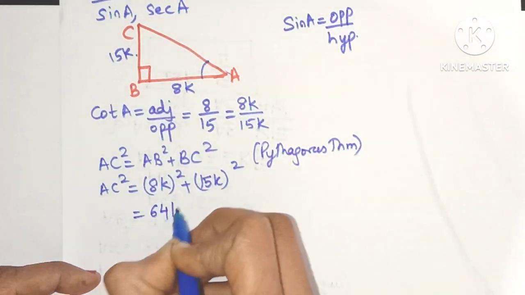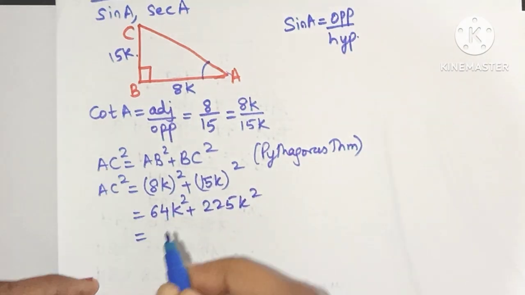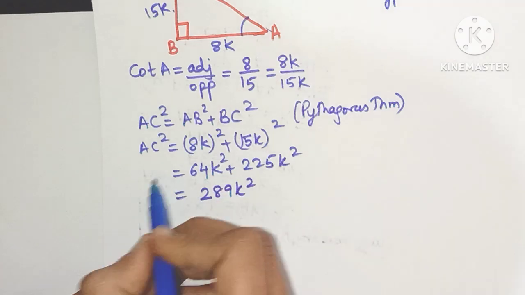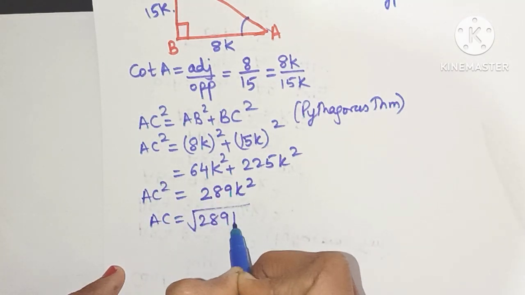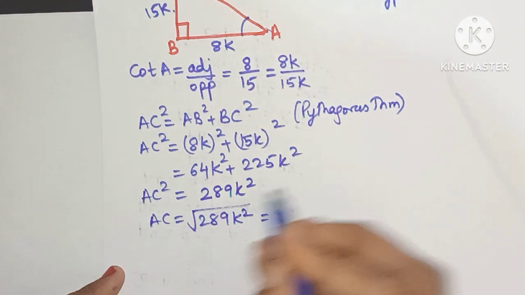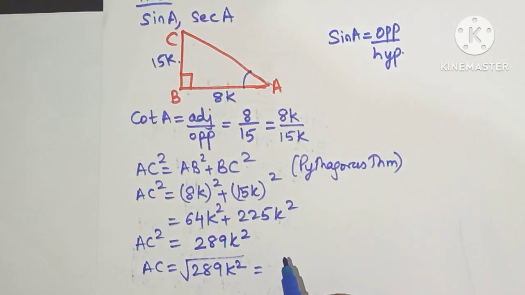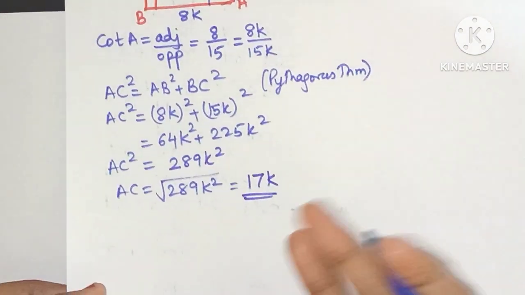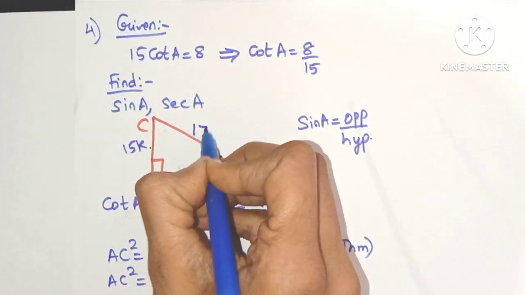So what is 8 square? Of course, it's 64k square. 15 square is 225. So when I add 64 and 225, I'll get 289k square. So that means AC is the square root of 289k square, so the k comes outside. Now 289 is also a perfect square, friends. It's actually 17, so 17k. So very nicely here you have got the perfect square. So AC is 17k over here.